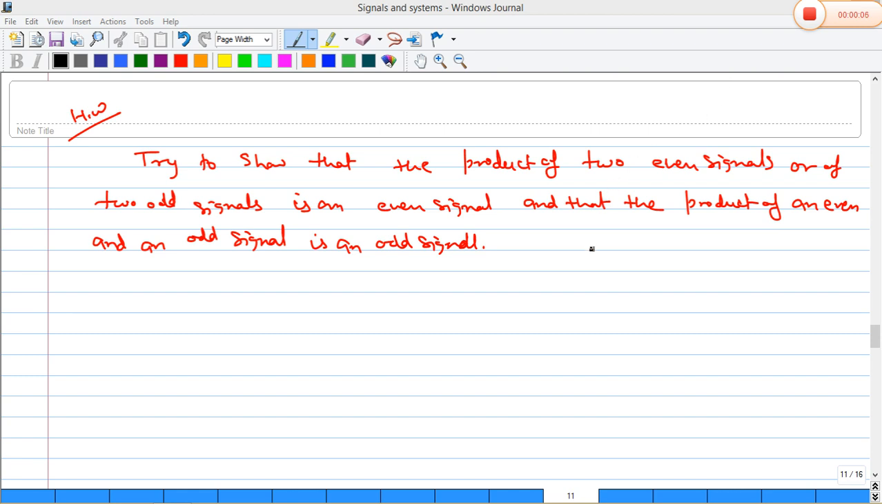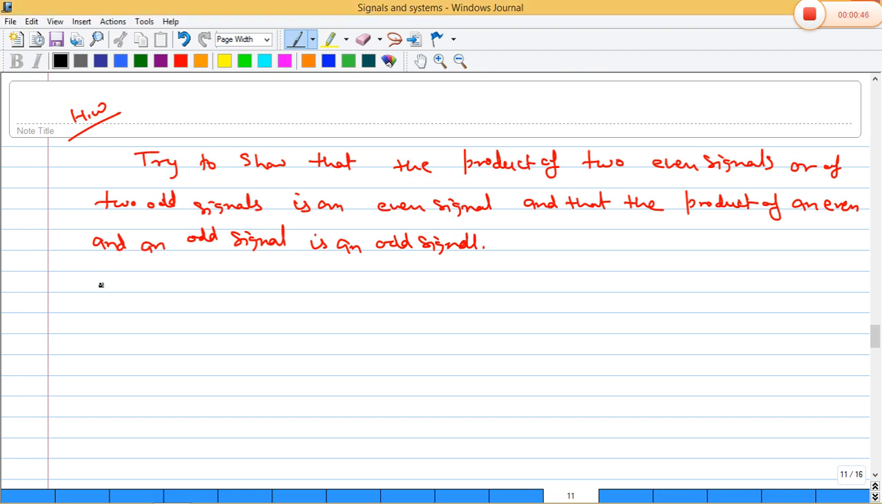In this lecture I will go further in the next topic. In the previous one I asked one question: try to show that the product of two even signals or two odd signals is even, and that the product of an even and an odd signal will be an odd signal. So you have to prove it.